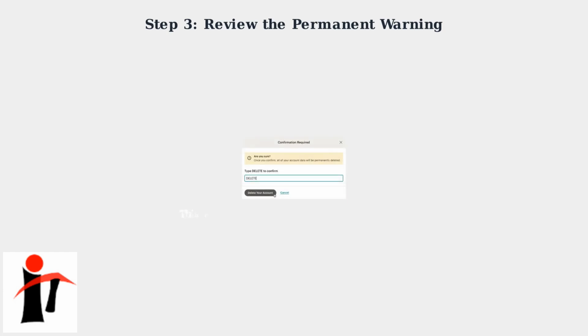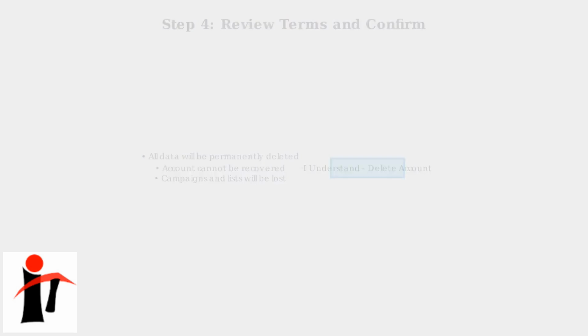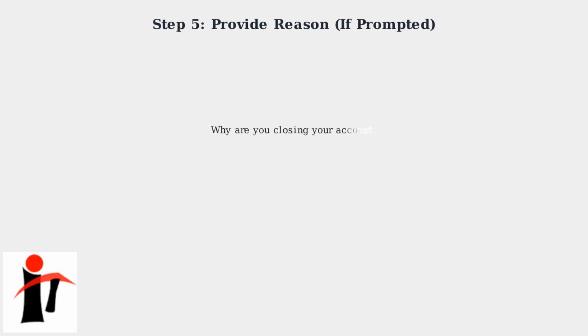In the Settings menu, scroll down to find the Close Account option and select it. Mailchimp will present a warning about the permanent nature of this action. This is your last chance to cancel. Review the terms carefully and confirm that you understand the consequences. You may be prompted to provide a reason for closing your account. Select from the options or choose Other.